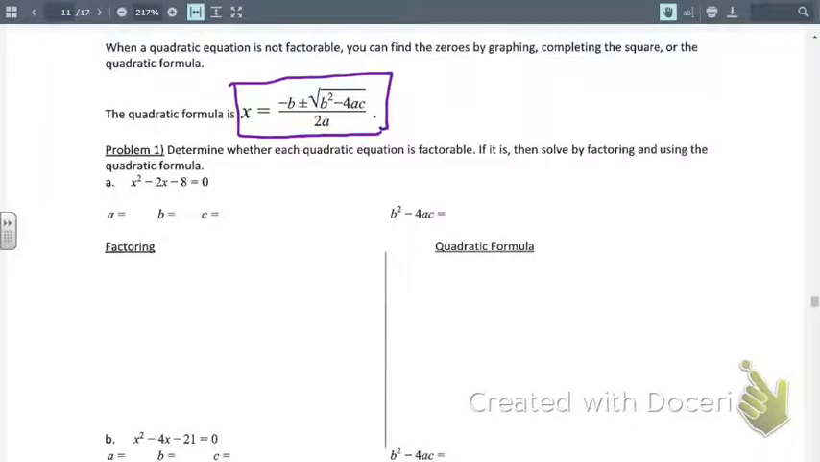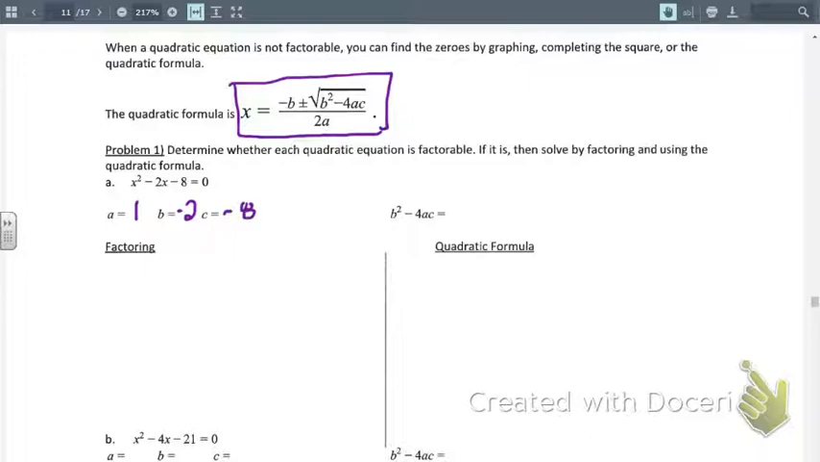In problem 1, determine whether each quadratic equation is factorable. If it is, then solve by factoring and using the quadratic formula. So we're going to solve this two ways, if we can. We look at our equation, x squared minus 2x minus 8, and let's write in our a, b, and c. Our a is going to be 1, our b is negative 2, and our c is negative 8.